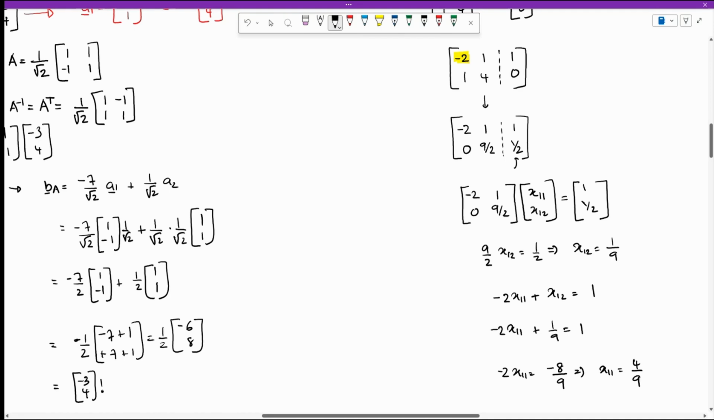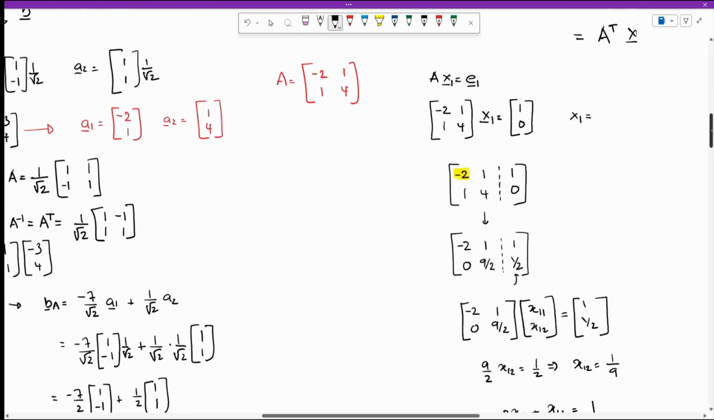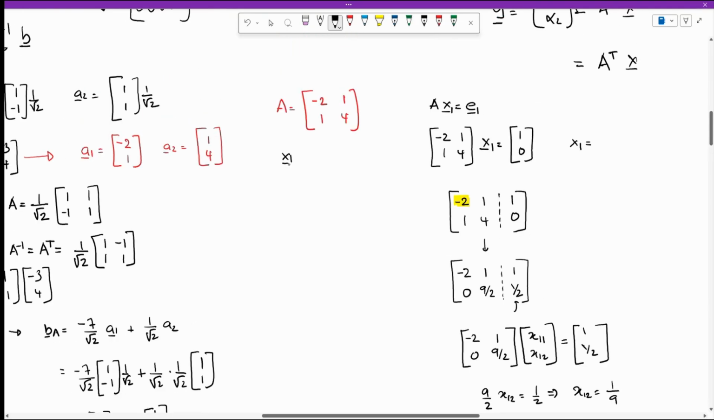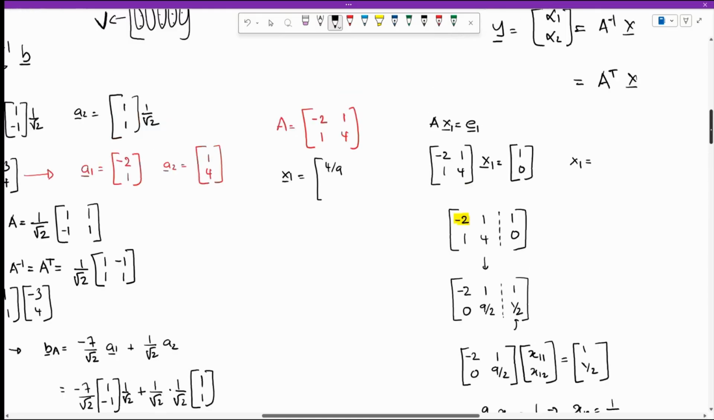I think that is correct. You can verify that later. I mean, we'll know very soon. That means x1, I'm going to write x1 here. The x1 that I get is 4 by 9 and 1 by 9. Okay? All right.